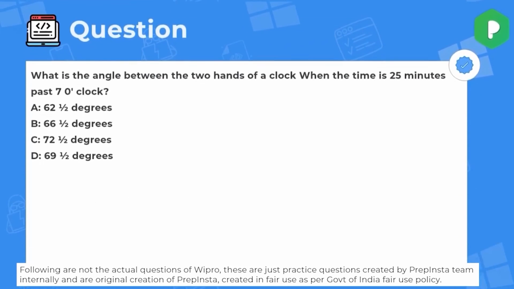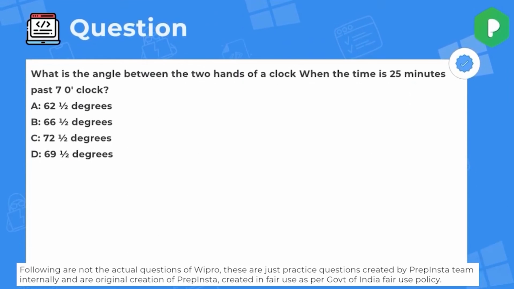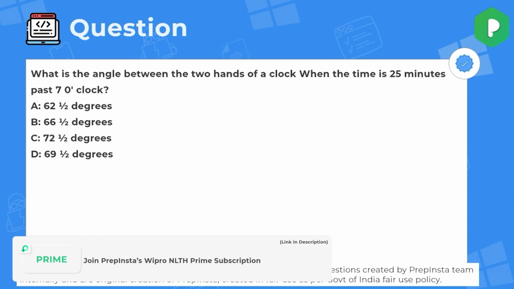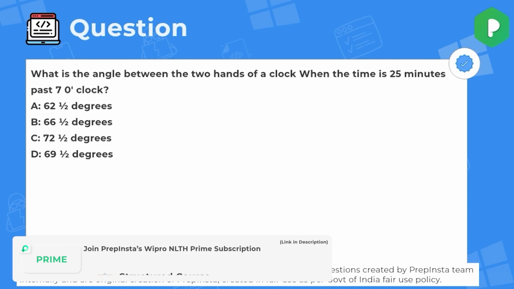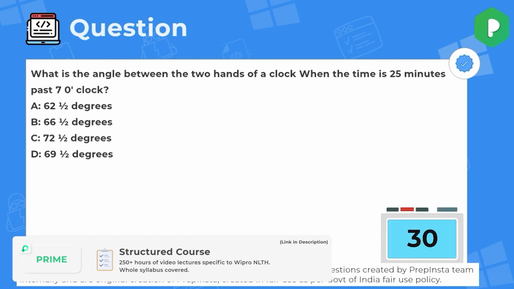Just look at the next one. What will be the angle between the two hands of the clock when the time is 25 minutes past 7 o'clock? For this problem, I am giving you only 30 seconds. Your timer starts now.